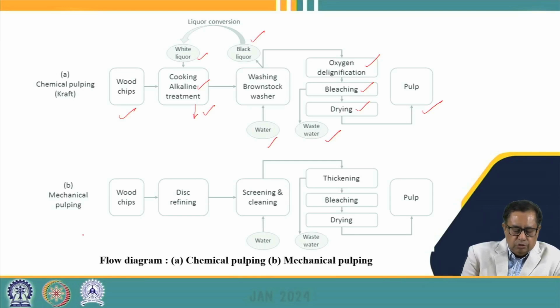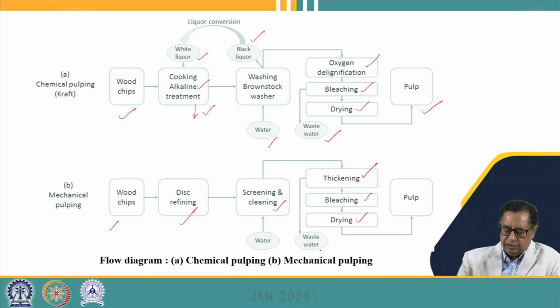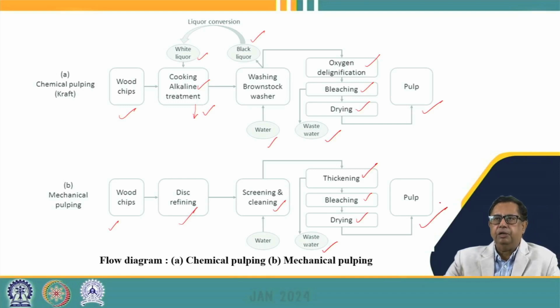Then we can also go for mechanical pulping, where we may use wood chips, or we may also use wood logs. Here we go for a mechanical process, like disc refining, after which we go for screening and cleaning, and then we wash the material that we have received from here. This may again go for further thickening, bleaching and drying, and thickening may lead to the generation of wastewater, which ultimately leads to the generation of the pulp.